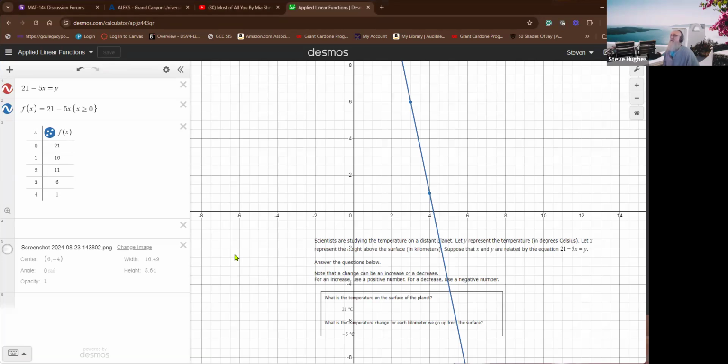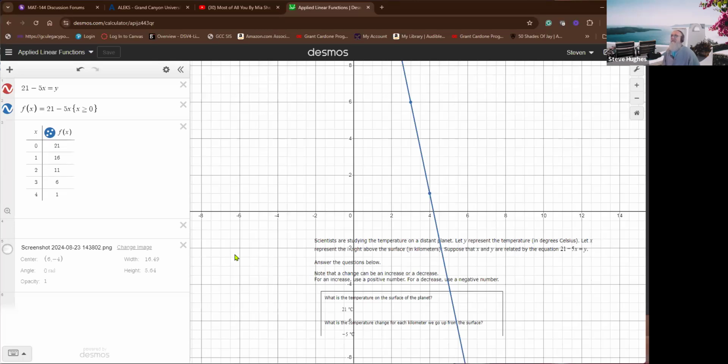On the screen here, it says scientists are studying the temperature of a distant planet. We're going to let Y represent the temperature in degrees Celsius, X represent the height in kilometers from the surface of the planet, right? Suppose that X and Y are related by the equation 21 minus 5X equals Y. The question is, what is the temperature on the surface of the planet?